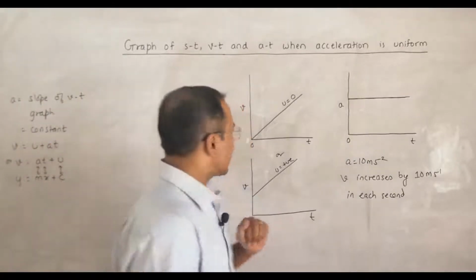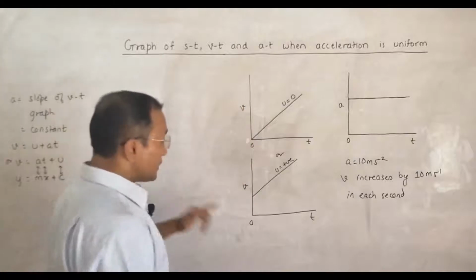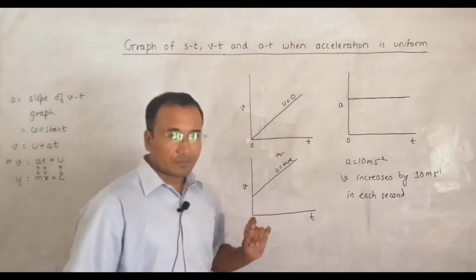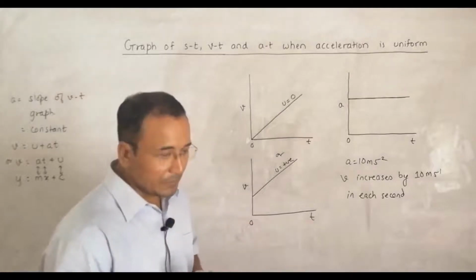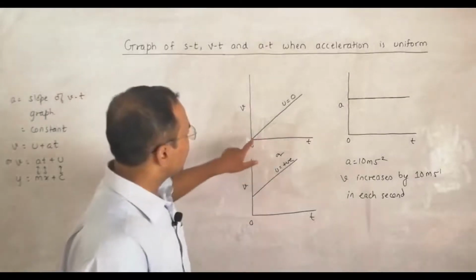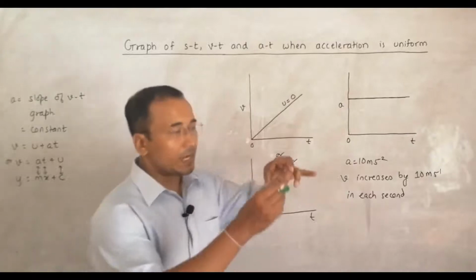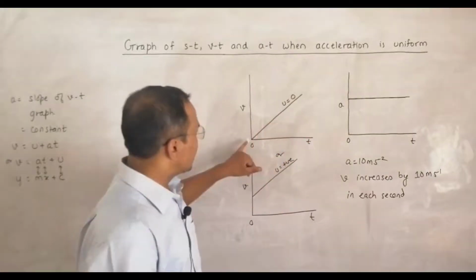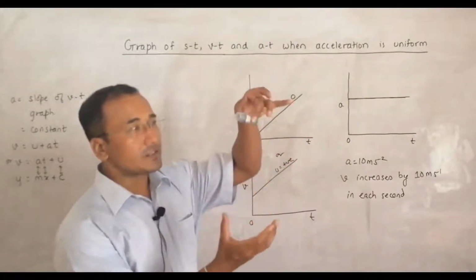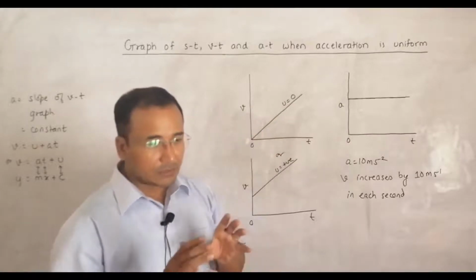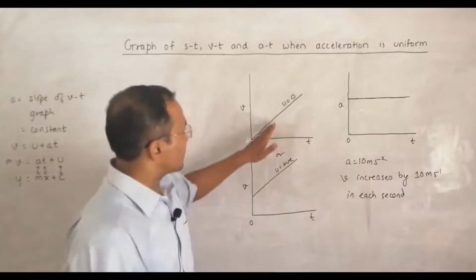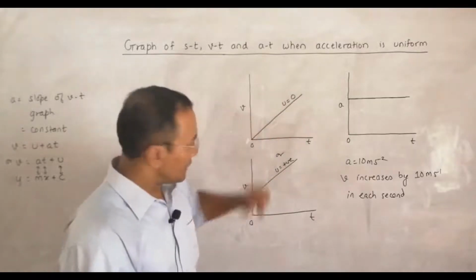Now in some cases, the initial velocity could be negative compared to the final velocity. Let me give you some examples. This case is somewhat similar to this: I drop something. Initial velocity is zero and then it increases, and I have taken the downward velocity as positive.